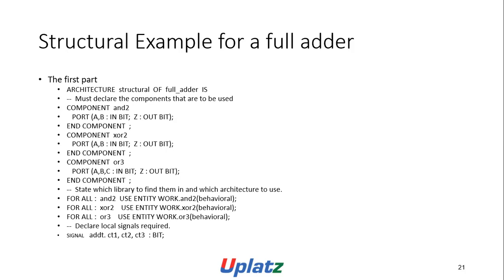Structural example of the full adder. In the first part, the architecture structure of the full adder must declare the components that are used: component AND2 port A and B in bit, component XOR2 port A and B in bit, and component OR3 port A, B and C in bit. Then state which library to find them in, using for all AND2 use entity work.